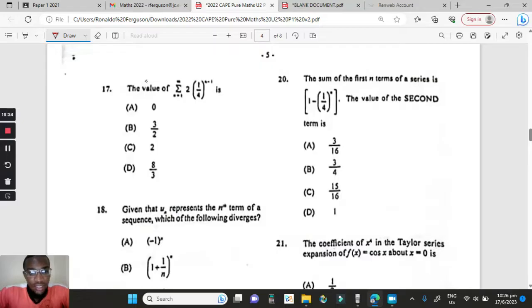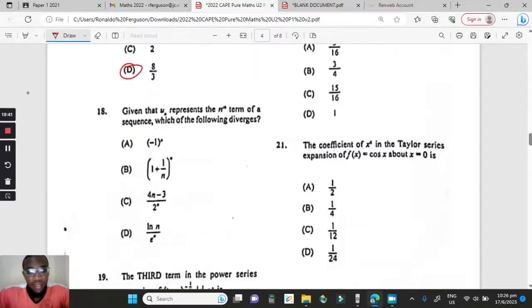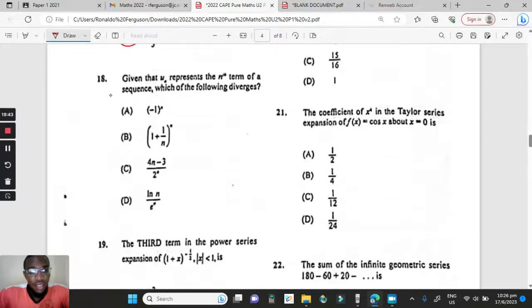Number 17, this is a repeat from last year's paper, 8 over 3. Given that un represents the nth term in a sequence, which of the following diverges? It diverges if you can put in a big value and it goes out to infinity, or you divide through by whatever, but clearly this one converges. All right, this one converges.